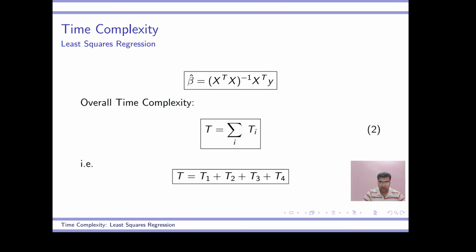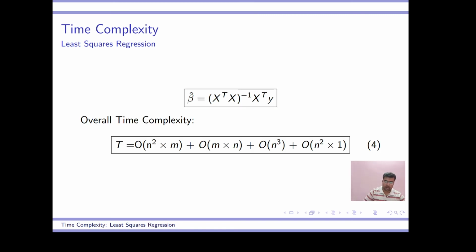Now that we have found out the time complexity for the individual terms, we can compute the overall time complexity. The basic simple formula is that I will be adding up the time complexity of each of the individual steps. That is, we will be adding the time complexity of step 1 through step 4, as highlighted in equation 3. So once we do this, I will be getting something as represented by equation 4.